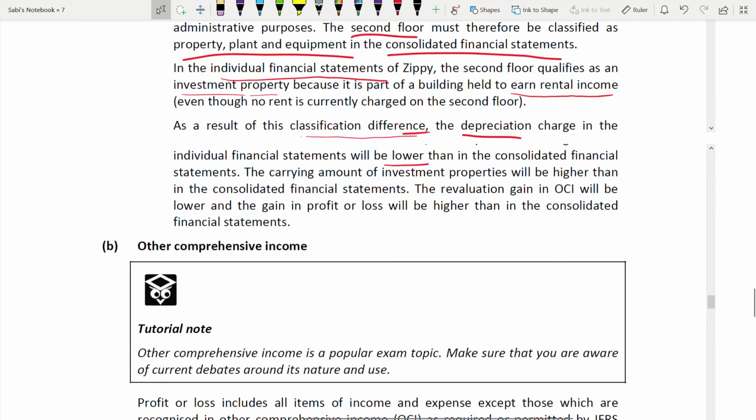Next, the carrying amount of the investment will be higher than in the consolidated. So the carrying amount, from that point only you are leading onwards. This is not a new point. Everything is the same point only.